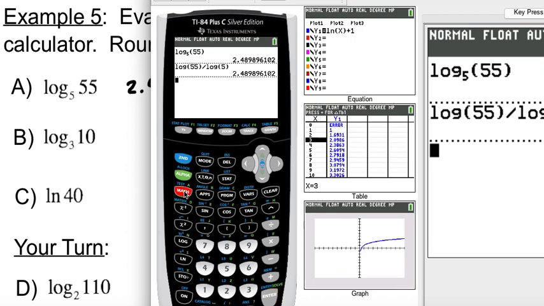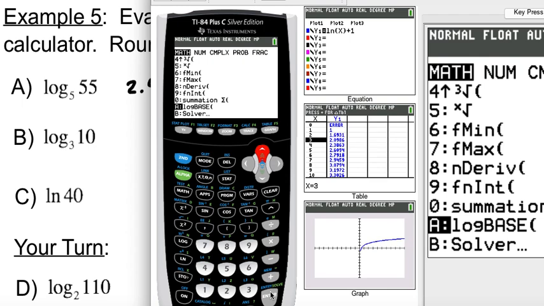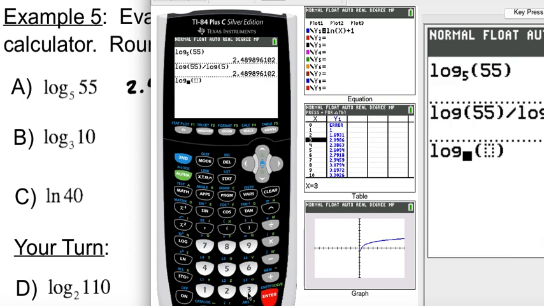All right, so now let's do the next one the same way. Let's do math key. I'm going to use the up arrow. I'm going to go to log base. In the subscript, I'm going to put a 3. Inside the parentheses, I'm going to put a 10. I'm going to hit enter. And it's going to tell me 2.0959.